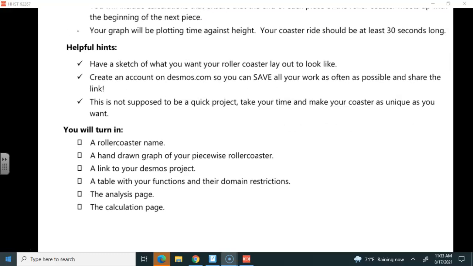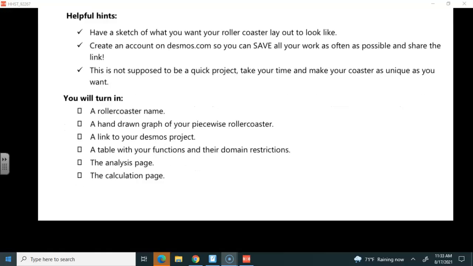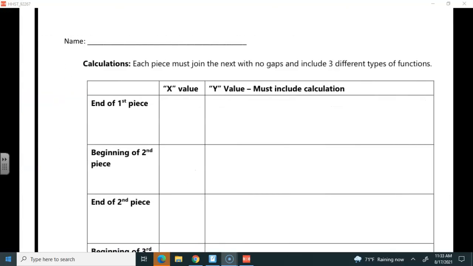You will turn in the following. Your roller coaster must have a name. It has to be hand-drawn on a piece of graph paper, a link to your Desmos project, a table with your functions and their domain restrictions, the analysis page, and your calculation page. All right, so here's your calculation page.